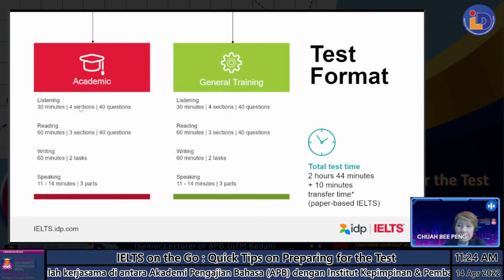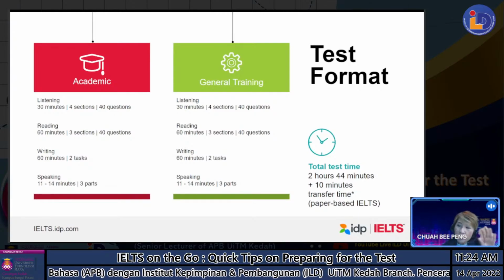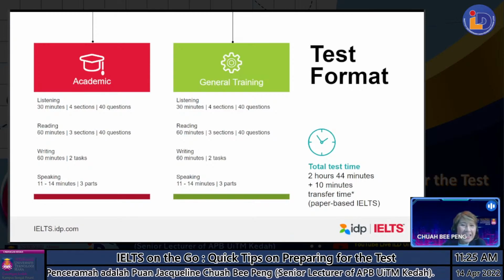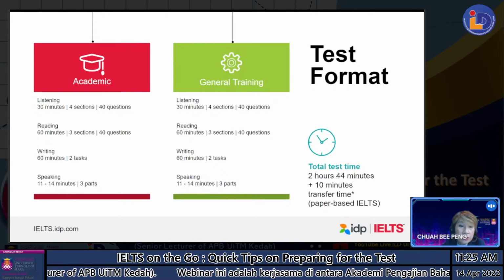That is just the time. That's the time inclusive of your thinking time, your confused time and all this. So the moral of the story is speed. You need to be cepat and tepat. Okay, and they do not replay the audio. You listen to the text only once. For academic and general training, the listening module is the same. You get the same set of questions.